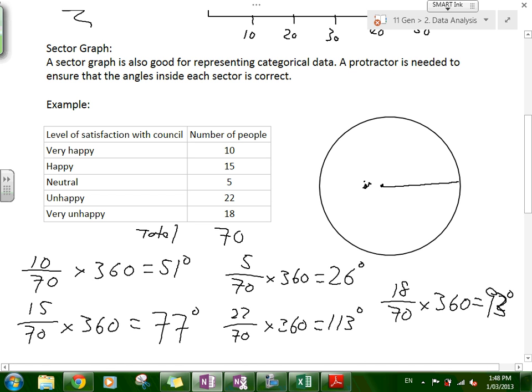51 degrees, it's about here. No, it doesn't work, it's not multi-touch. Oops, so 51 degrees about here. Alright, so that's 51 degrees.